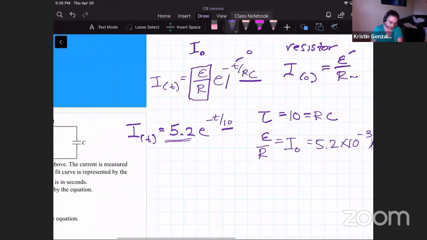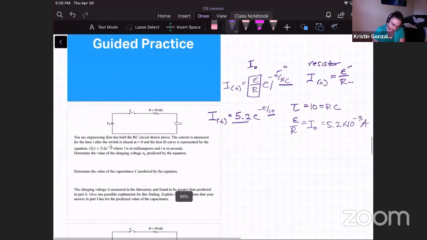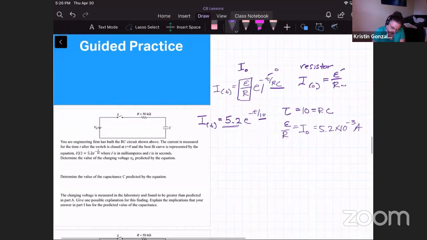Okay, now we're going to look and see, well, what can we do then with this? So I want to know what the charging voltage is, right? I want to know what this potential difference V naught is. Well, I've already kind of recognized here what my initial current is. That's all going through that resistor. And so if I want to know what the potential difference is, well, I can use Ohm's law, because I know Ohm's law is equal to I times R.